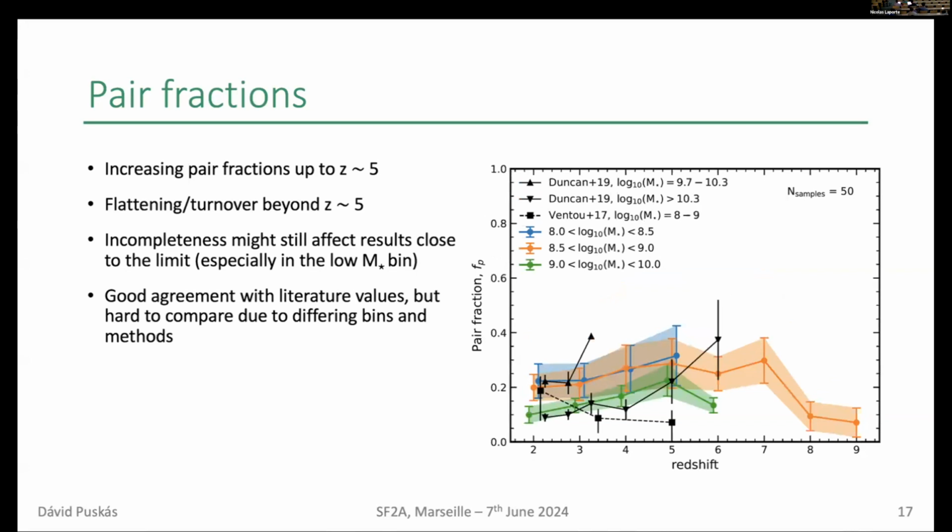And here is a comparison between some results from the literature. So there's an agreement on the order of magnitude level. However, it's hard to compare them because they apply different selection methods, different stellar mass bins. But yes, there is a good agreement, I would say.